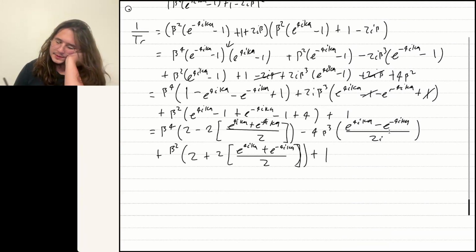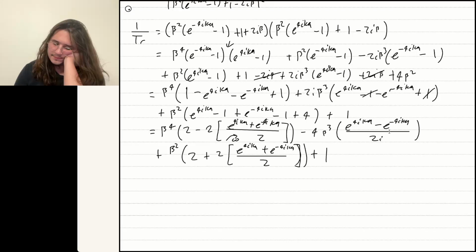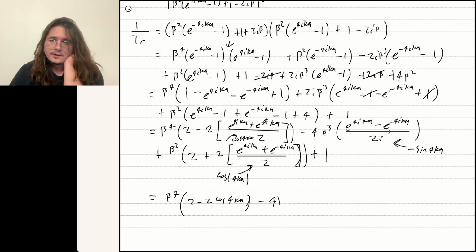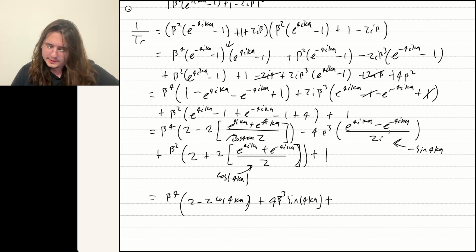Funny. So this is the expression for cosine of theta, or cosine of 4Ka, I guess. This is the expression for actually minus the sine of 4Ka, I think. This is the expression for cosine of 4Ka. So we really have beta to the fourth, 2 minus 2 cosine 4Ka, minus 4 beta to the third, actually with a plus sign now because it's minus minus sine 4Ka, plus beta squared 2 plus 2 cosine 4Ka, plus 1.